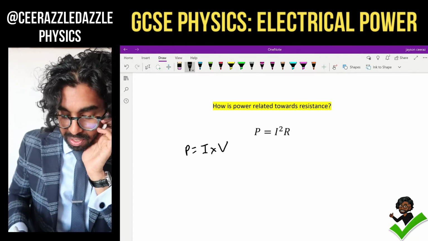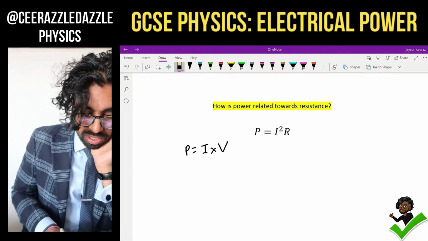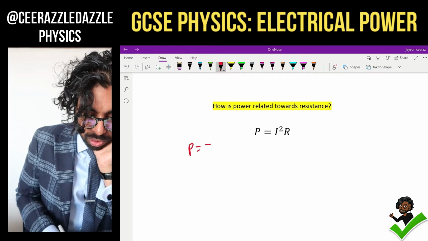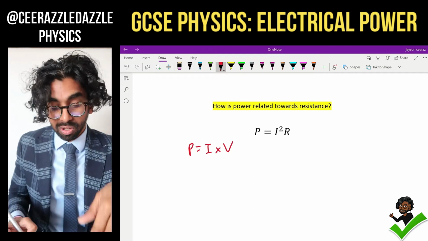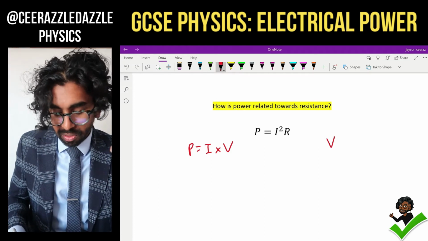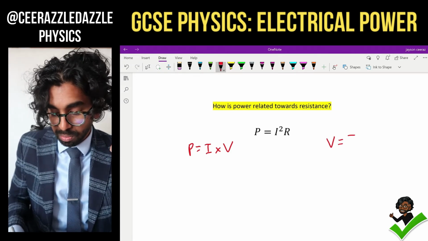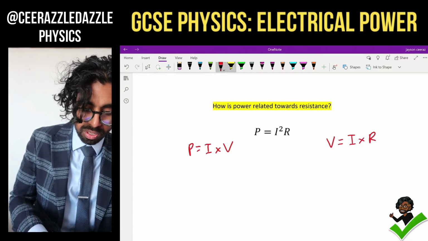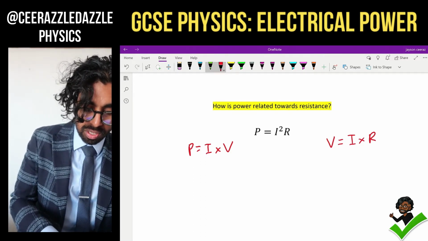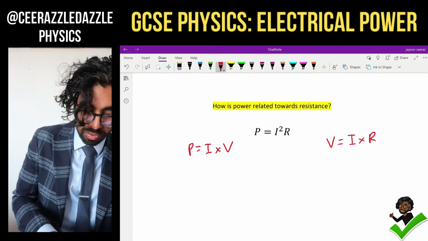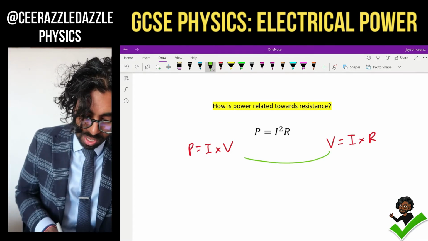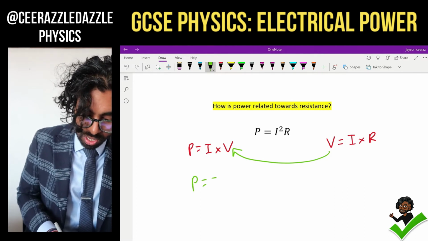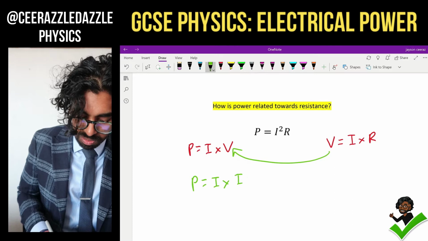Power is equal to current multiplied by voltage. We also know that voltage, if it obeys Ohm's law, is equal to current multiplied by the resistance. Now, using some algebra, let's try and substitute one into the other. So I'm going to replace this V over here and put it into there. So that becomes P is equal to I times by I times by R.